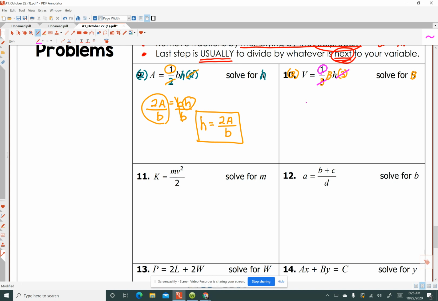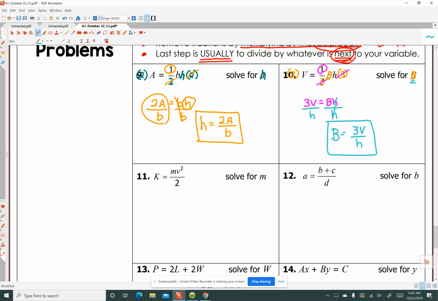So now I have 3v equals uppercase B, lowercase h. Again, what is happening to h? H is being multiplied by b, so I will divide by b. Oops, what is happening to b? We're solving for b. Always remember that. It's being multiplied by h, so I'll divide by h. And b equals 3v over h. And that is a final answer.